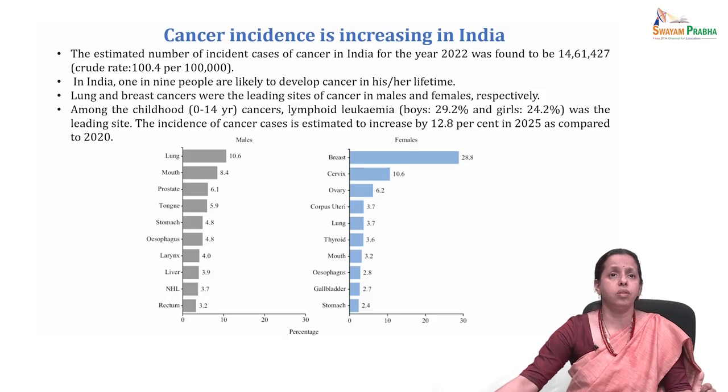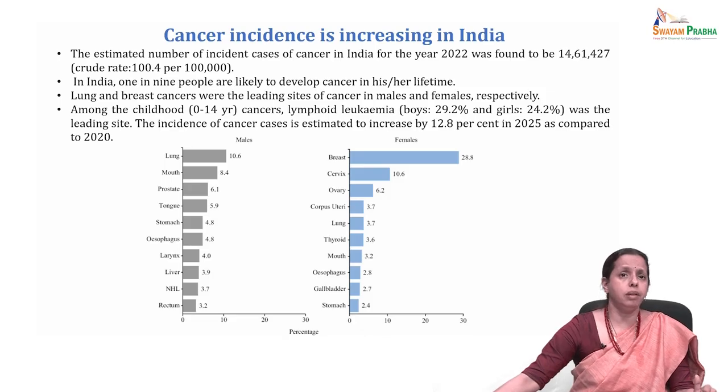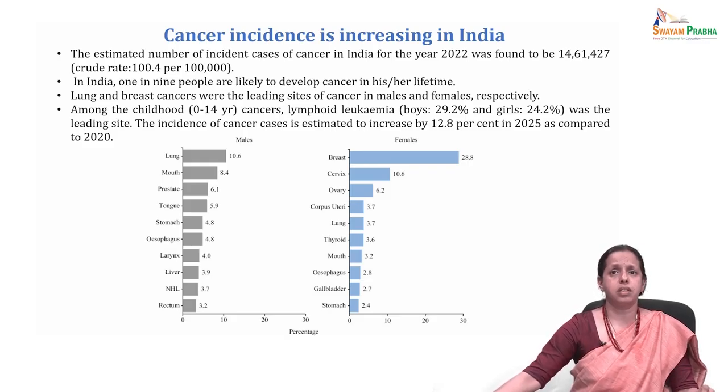If you see here, lung and breast cancers are the leading sites of cancer in males and females respectively. Among the pediatric cancers, lymphoid leukemia is in the lead. In males and females, the lung, the oral, the prostate, the stomach, esophagus, larynx, and liver cancers are all causes of cancer deaths. Whereas in females, the lead is breast, the cervix, then the ovary, and even the lung, which is also coming much higher, getting close in this bar. This is how the statistics go in India.